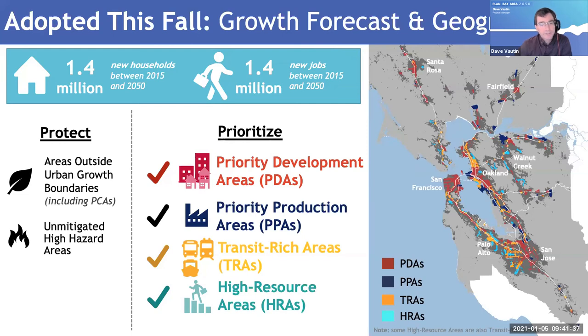Transit-rich areas are places with frequent rail or bus service, and high-resource areas are places with the greatest opportunity for upward economic mobility with great schools, parks, and access to jobs. By focusing growth in these locations within existing urban growth boundaries, we can work to protect agricultural and natural lands from development while reducing risks from hazards.